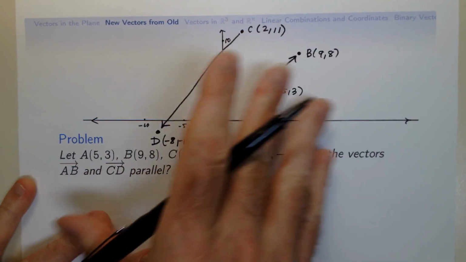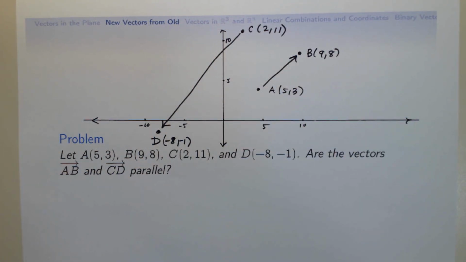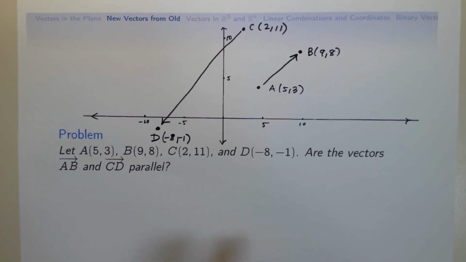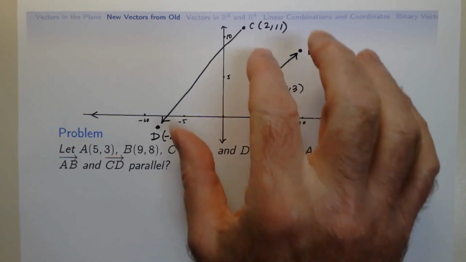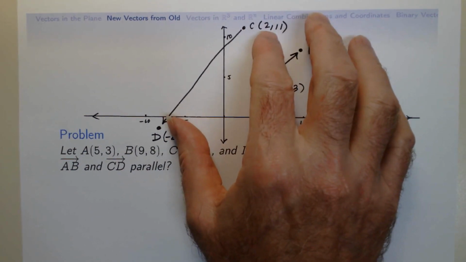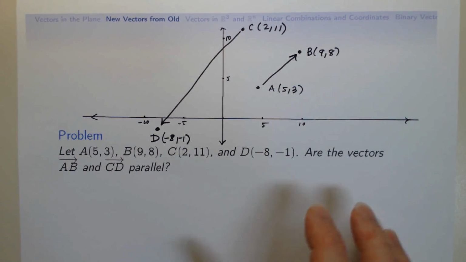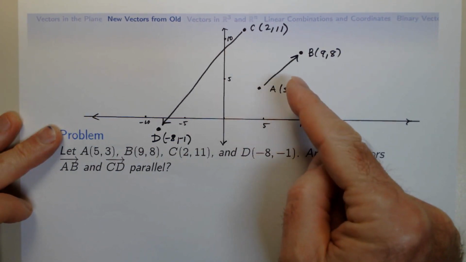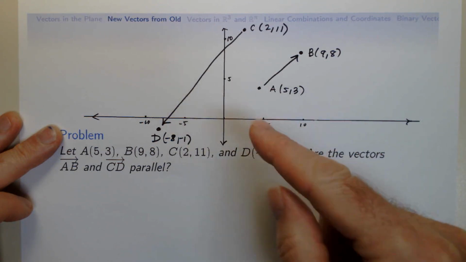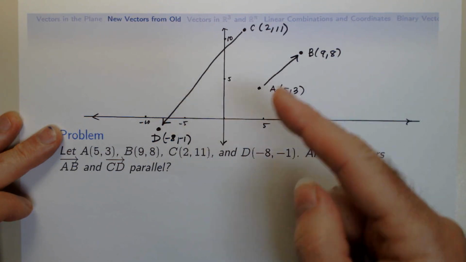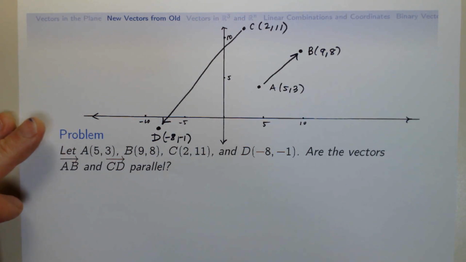We don't know if these vectors are parallel or not, but it's suggestive that they might be parallel to each other. Now, in order to work out the details, we have to appeal to the definition of parallel. And what do we have to do? We have to find the components of AB. We have to find the components of CD. And then we have to see if there's any way to scale one of these vectors into the other. Can we find a scalar such that multiplying one vector by a scalar will turn it into the other vector?